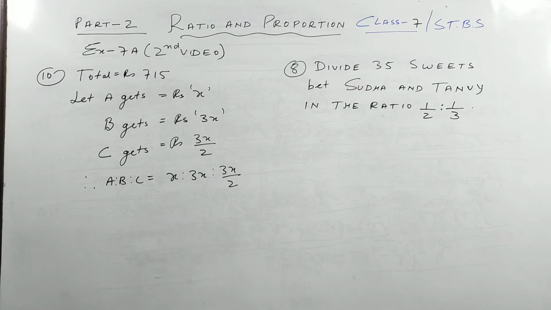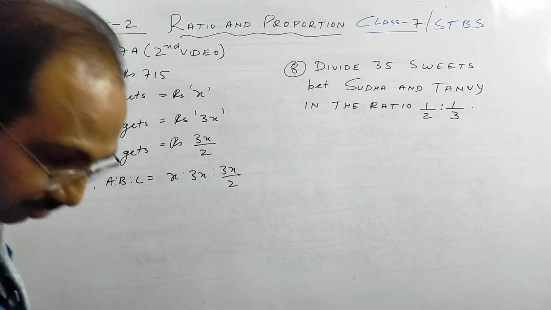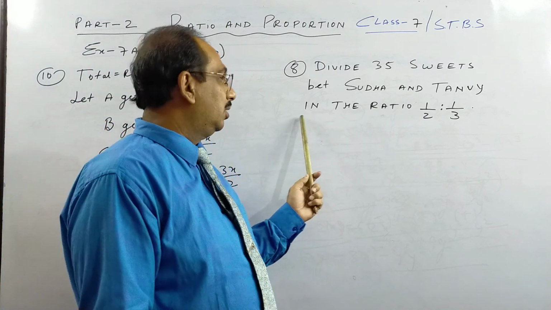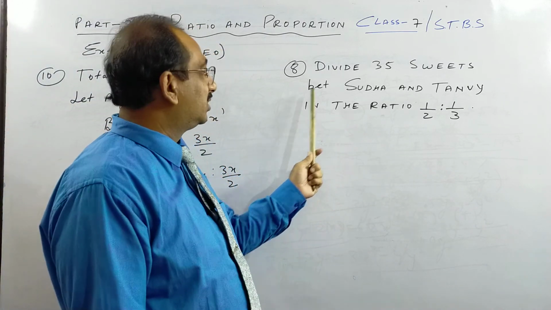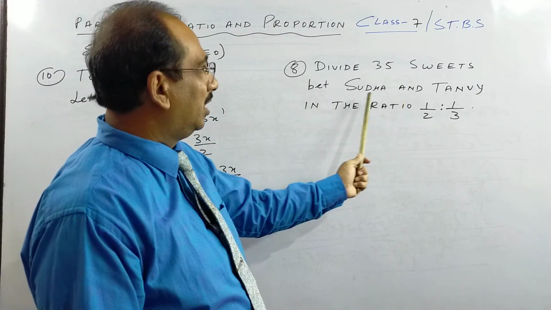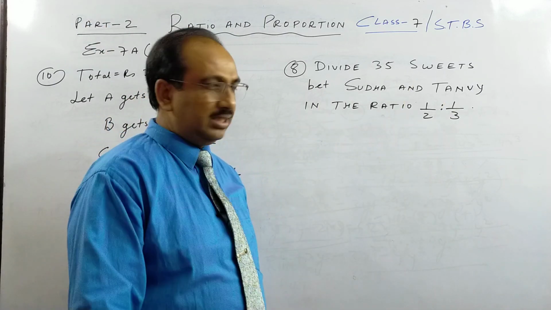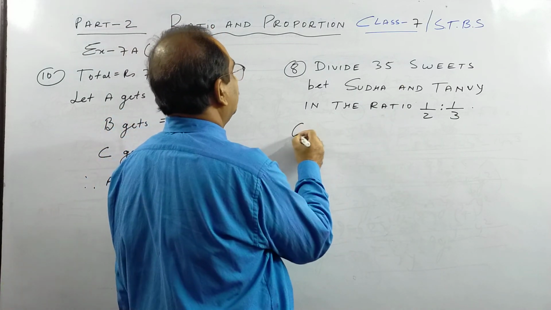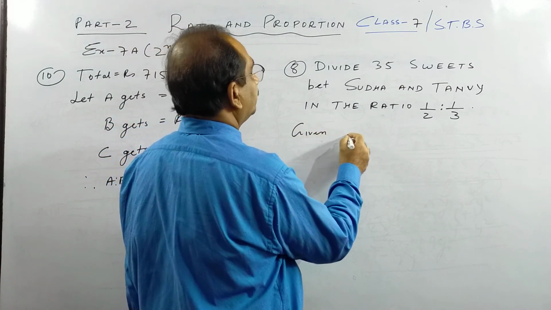So next we move on to question 8, then we will do question 10. I'm doing all the even numbers, you try all the odd numbered sums. Divide this many sweets between Sudha and Tanvi. There are two friends, Sudha and Tanvi, in the ratio this. So this ratio, children, is given.